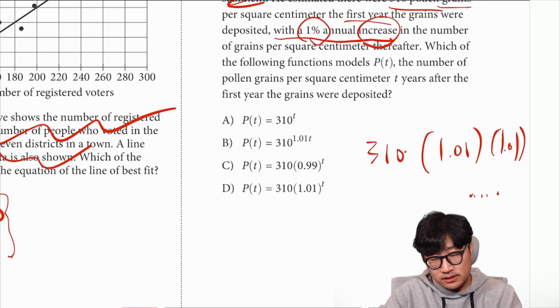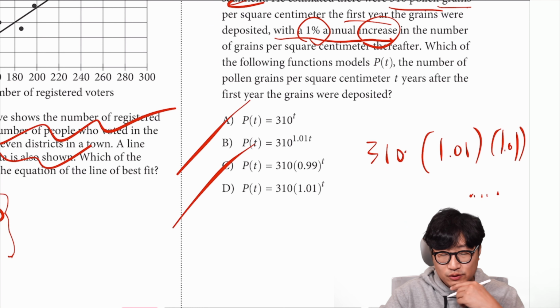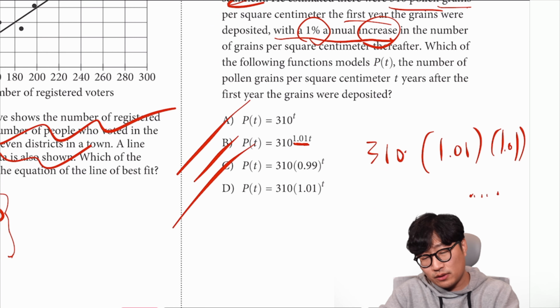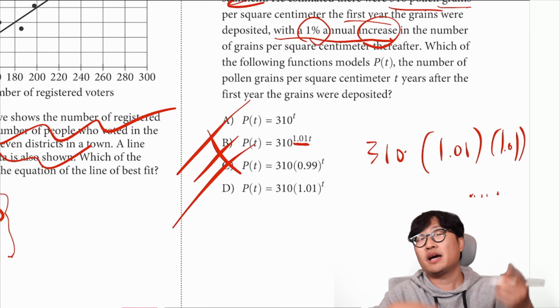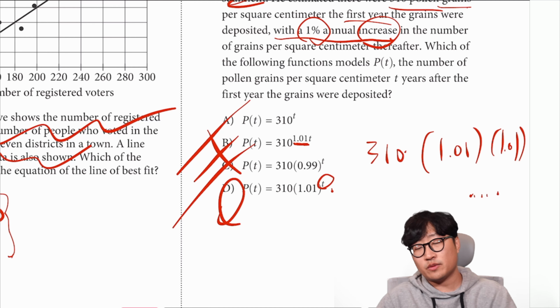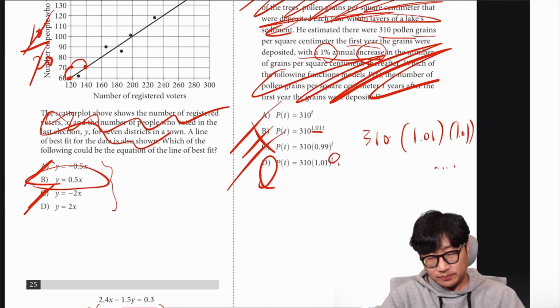And that basically looks like not A or C for sure. Now, B is wrong because 1.01 is sitting at the exponent. That's not what you're supposed to do. You're supposed to multiply by 1.01 every year for however many years T is, which is why D is the right answer. Don't read the rest.